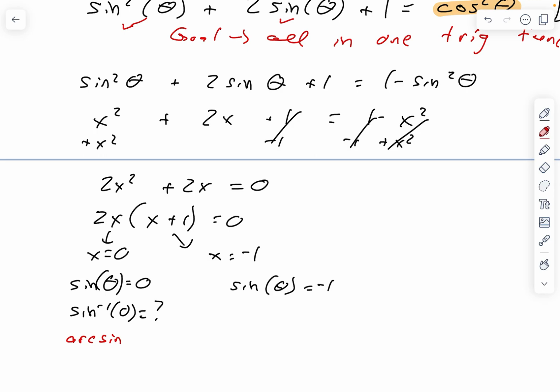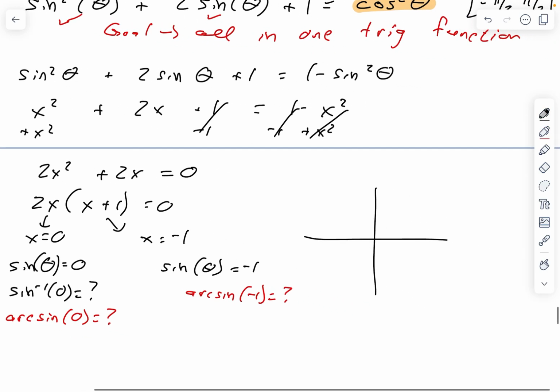That is next year's phrasing. So arc sine of 0 equals what? And same over here, arc sine of -1 equals what? That's what we're solving for, the arc sine or inverse sine. 0 and 1 are going to be some of the quadrant lines.